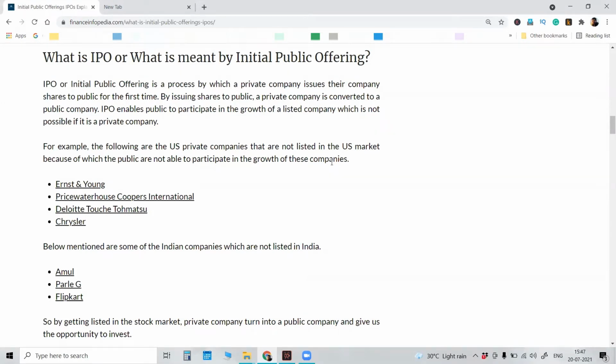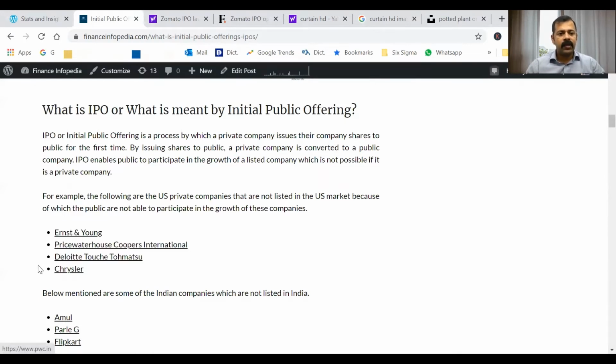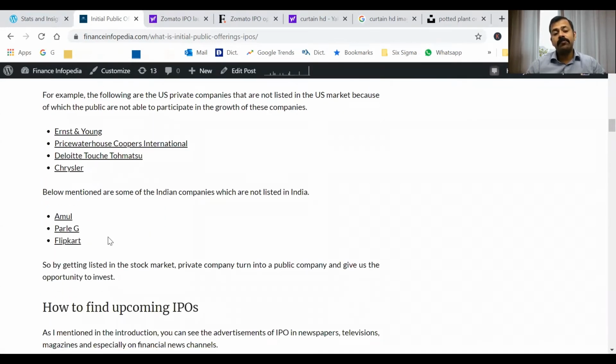Here I have listed some of the companies in the US which are not listed companies. When I say listed company, that means a public company, listed in the share market. For example, in India, share market means Bombay Stock Exchange and National Stock Exchange. So these are some of the companies: Ernst Young, Pricewaterhouse Coopers International, Deloitte. These are some of the famous companies that are not listed, and hence still maintain their private company tag. Now, once you scroll down, you can see some of the most common, well-known, reputed companies in India.